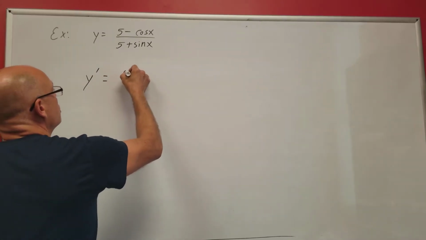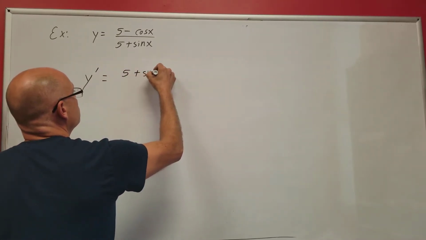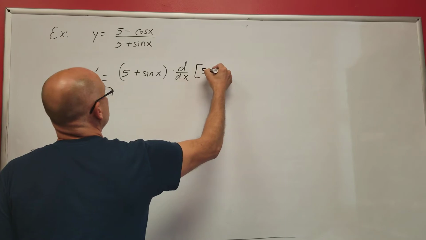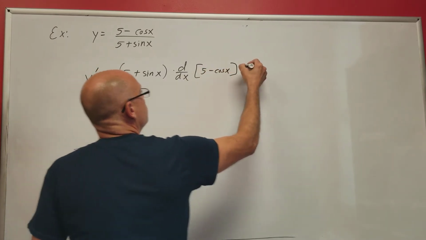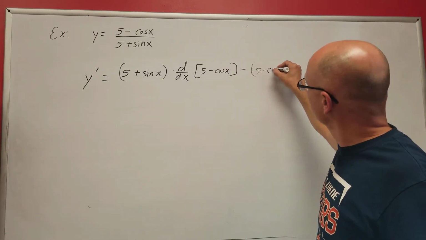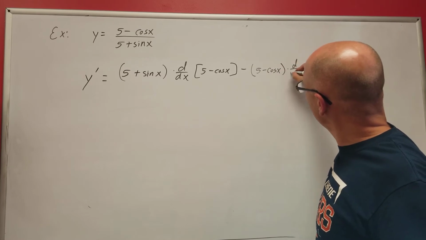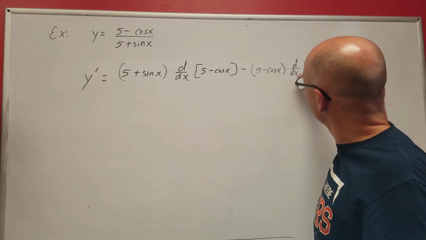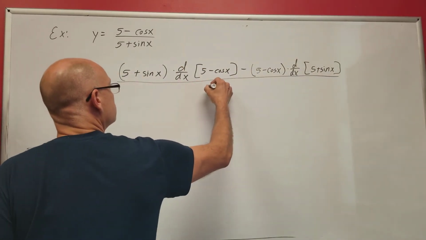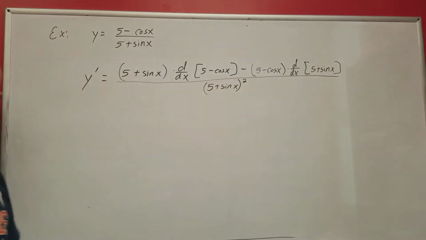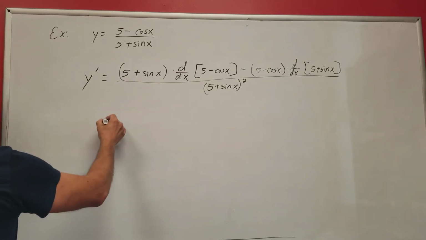All right, so for the quotient rule, the denominator times the derivative of the numerator, minus the numerator times the derivative of my denominator, all over my denominator squared.